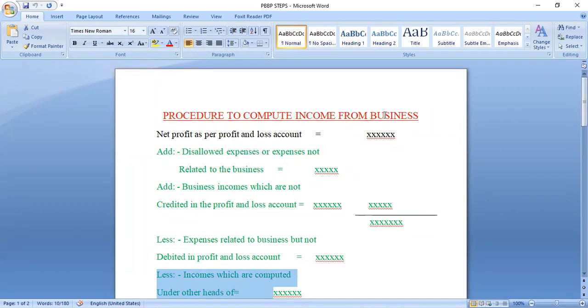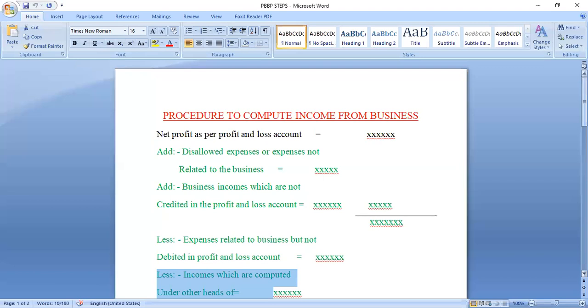Now this is the procedure to compute income from business. Take the net profit and add the expenses which are not concerned with the business, or non-business expenses. Pick out the items on the debit side of the P&L account which are not concerned with business and add them here. Also add those business incomes which are not entered on the right side of the P&L account. If it is not entered, add it. Okay, the add part is over.